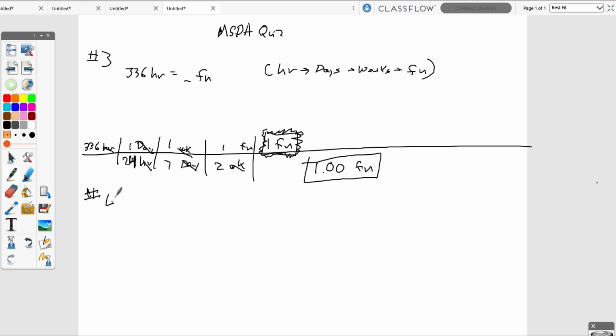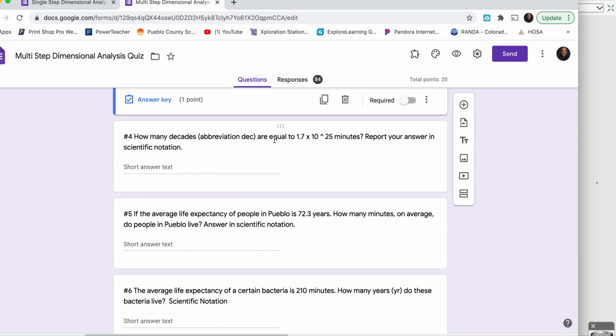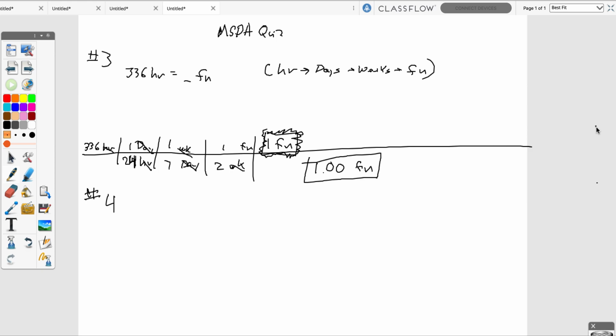2 left. You guys stay with me. Decades are equal to 1.7 times 10 to the 25 minutes. Report your answer in scientific notation. Decades to minutes. So we have 1.7 times 10 to the 25 minutes equals how many decades?